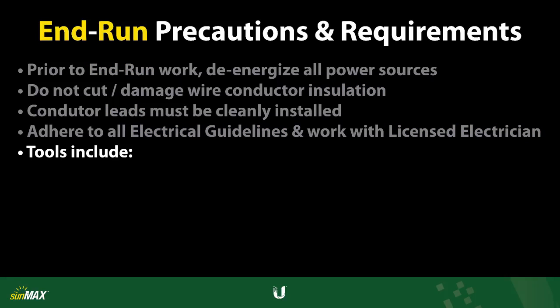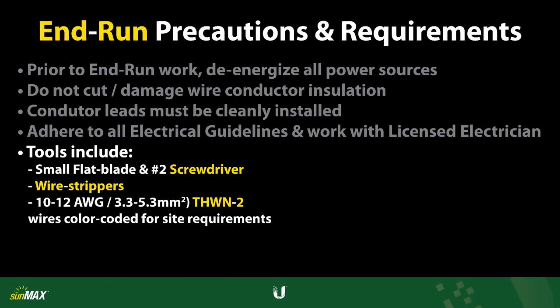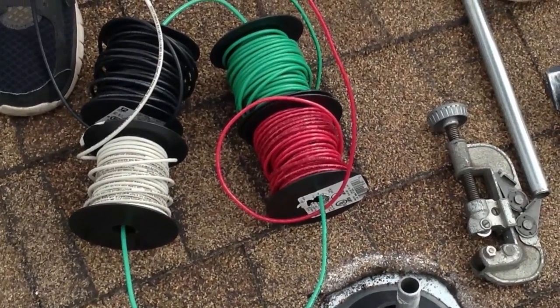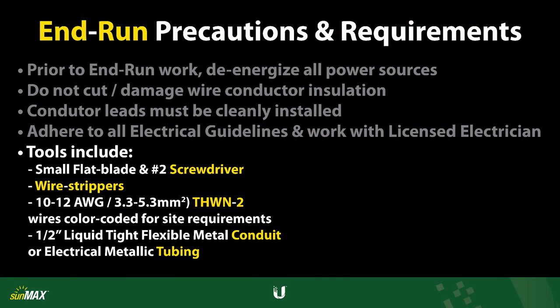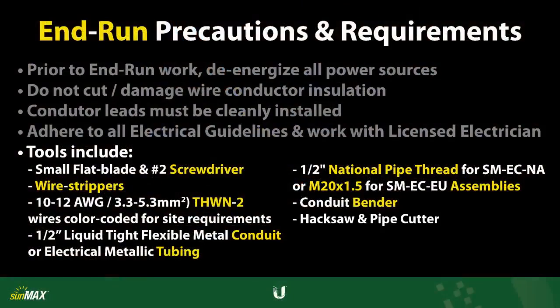The tools you'll need to complete this section include small flat blade and number 2 Phillips screwdrivers, wire strippers, 10 to 12 AWG or 3.3 to 5.3 square millimeter THWN-2 wires, color-coded according to the site requirements, half-inch liquid-tight flexible metal conduit or electrical metallic tubing, half-inch national pipe thread for North American end-run assemblies, or M20 by 1.5 for European end-run assemblies, a conduit bender to prepare the conduit, as well as a hacksaw or pipe cutter to make cuts, a conduit reamer to smoothen sharp edges so conductors do not become damaged, and a 13mm wrench.